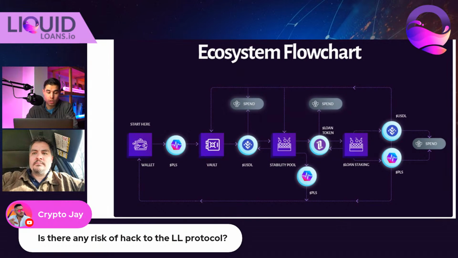You start at the beginning with your wallet with Pulse. You put it into a vault. You mint yourself some USDL stablecoin. You can take that out into the world and buy a house, buy groceries, or you can invest that in other stuff, or you can stick it in that stability pool like we just talked about. In the stability pool, you're going to earn Pulse from liquidated vaults, and you're also going to earn the loan token. With that loan token, you can sell that on the open market, or you could have some delayed gratification, stick it in the loan staking pool, and earn USDL and Pulse from fees. So that's a really powerful cycle of passive income there.